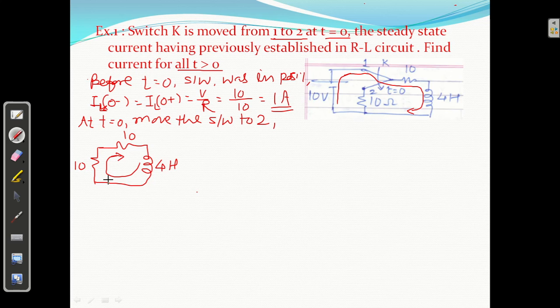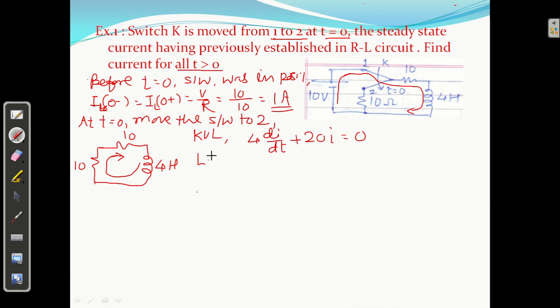Why is current flowing? Because of the stored value. I am not interested in that. What I know is that after coming to this second position, you have to write the KVL. Writing KVL, what will come? L di by dt, that is 4 di by dt, plus R, how much? 10 plus 10, 20, times I equal to 0, as there is no source.